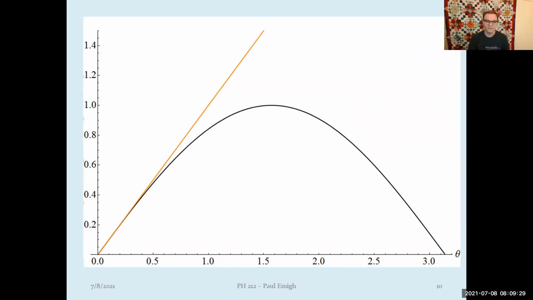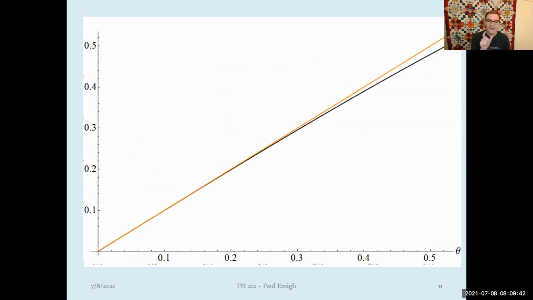The orange graph that you see is the function theta, which is just a straight linear line that starts at 0. But there is something interesting going on here, which is that if I zoom in on this picture and look at just the angles where theta is small, maybe half a radian or even less than that, then actually this doesn't look like it's that different. Sine of theta and theta are pretty close to each other. And that's a fact about the sine function that is called the small angle approximation.